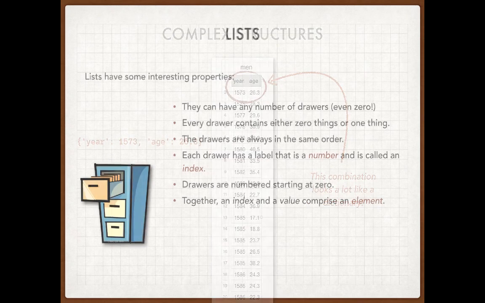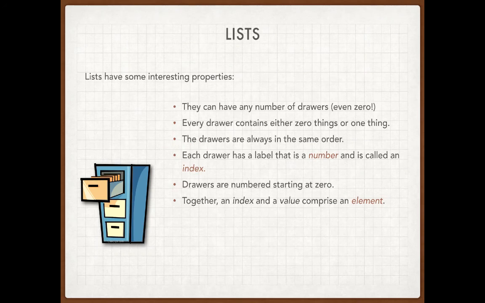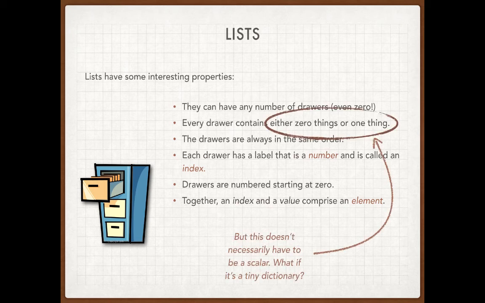Well, let's go back and review this slide for just a second, because I have to fess up here. I was a little dodgy with you, and I want to come clean right now. So, lists have these properties, right? Any number of drawers. The drawers are always in the same order. The drawer has a label and it's a number. They start at 0, etc. But where I was a little dodgy is in the second one, that every drawer contains either 0 things or 1 thing. You may have interpreted that as it needs to have a scalar, like a string or a number, but that's not true. What if that one thing was a little tiny dictionary?